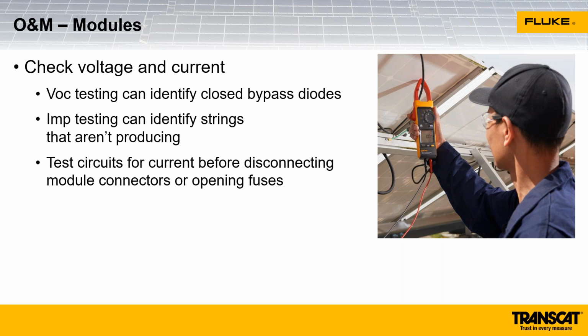So we can use our clamp meter to ensure that there's no current flowing through that circuit before we open up those connectors. If you open those connectors with a load on them, you're going to pull a DC arc. We call it letting the sun out. It's kind of a joke, but that DC arc is not only going to damage the equipment, it is also a pretty significant safety hazard. So make sure you're testing for current before you open any non-load break rated disconnects.